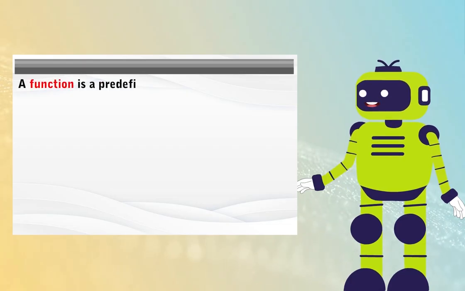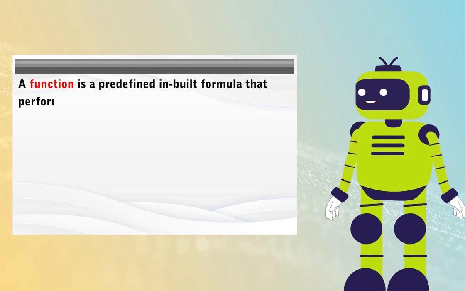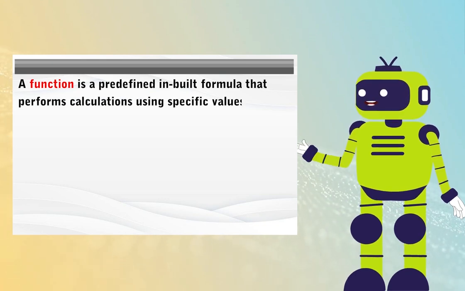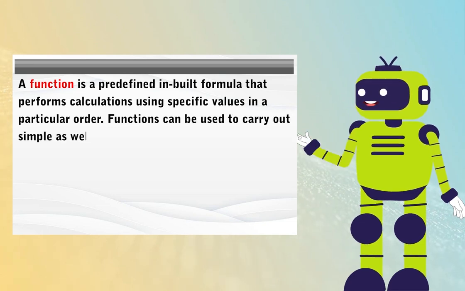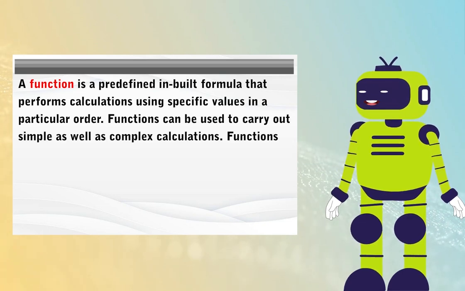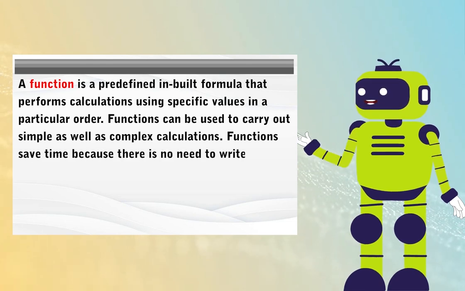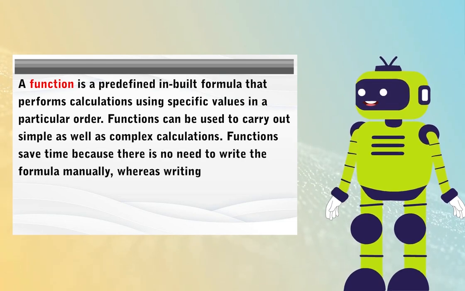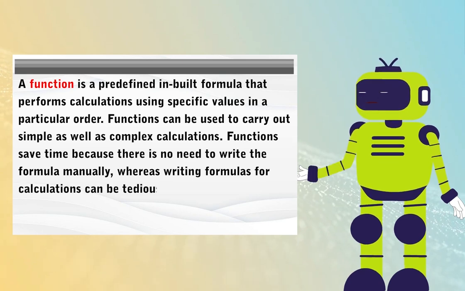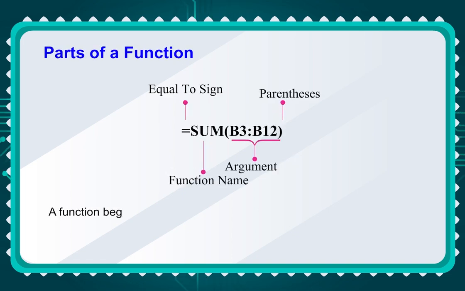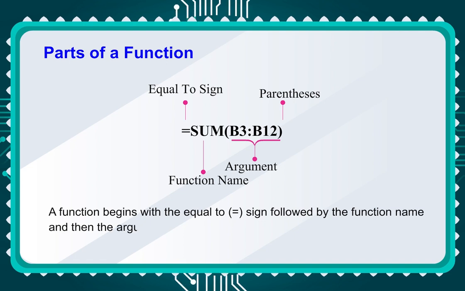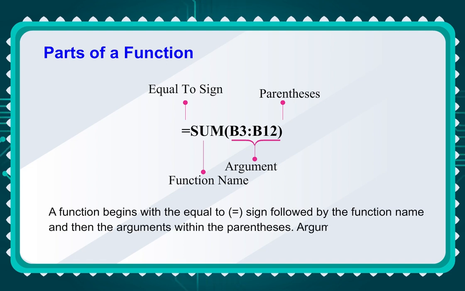Functions in Excel 2016. A function is a predefined inbuilt formula that performs calculations using specific values in a particular order. Functions can be used to carry out simple as well as complex calculations. Functions save time because there is no need to write the formula manually, whereas writing formulas for calculations can be tedious and sometimes complicated. Parts of a function. A function begins with the equal to sign, followed by the function name and then the arguments within the parentheses. Arguments can be numbers, text, etc.